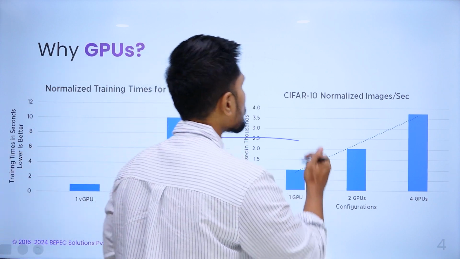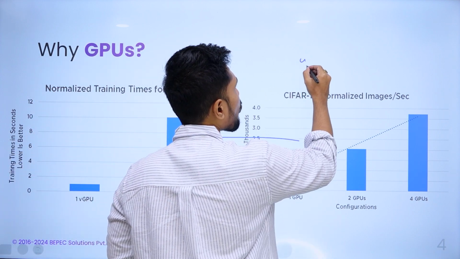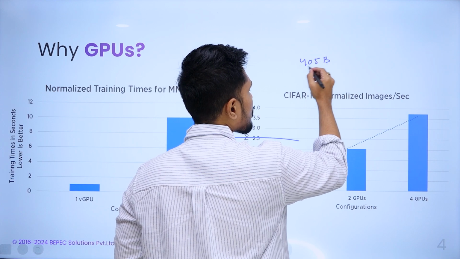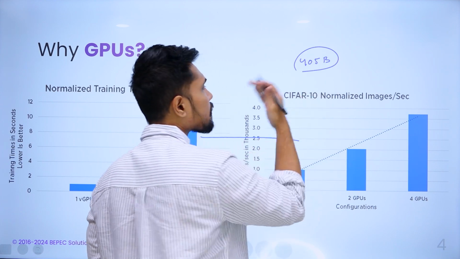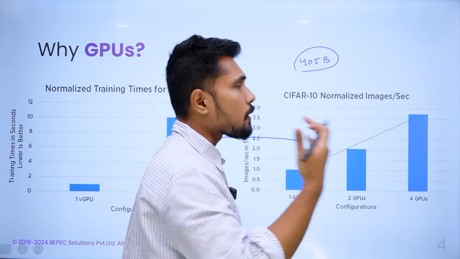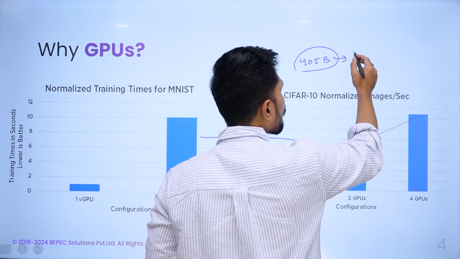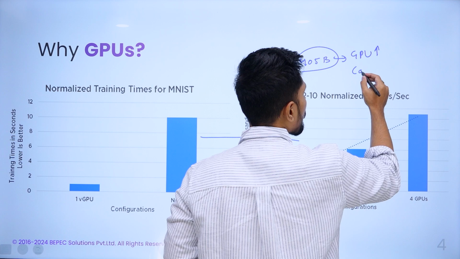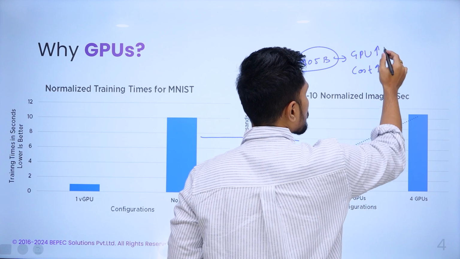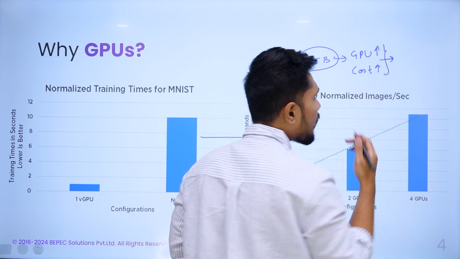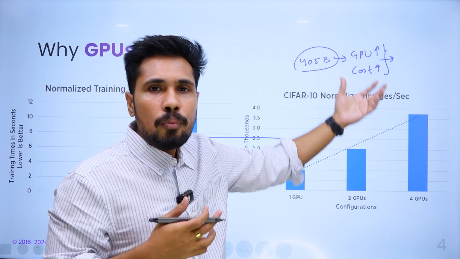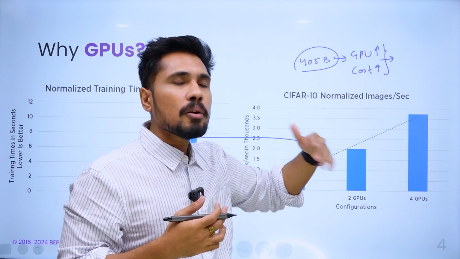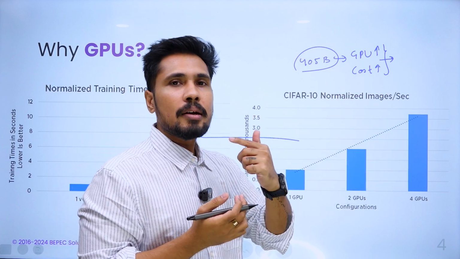That's the reason, if I want to build a 405 billion parameter neural network, a 405 billion GPT model or something, then I need to have more GPUs. As the GPUs increase, the cost of your model increases. As the cost of your model increases, I want to recover this cost. No one wants to invest in a deep learning model for the sake of investment. They want to make a return out of it.